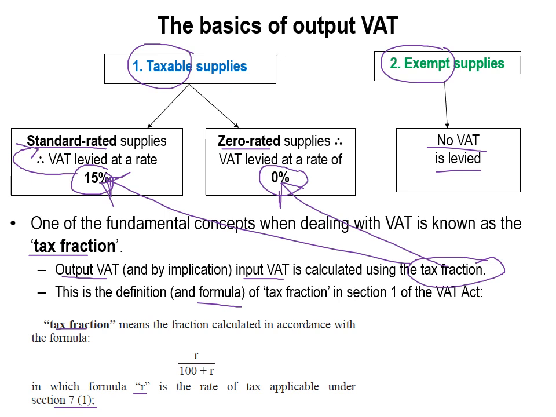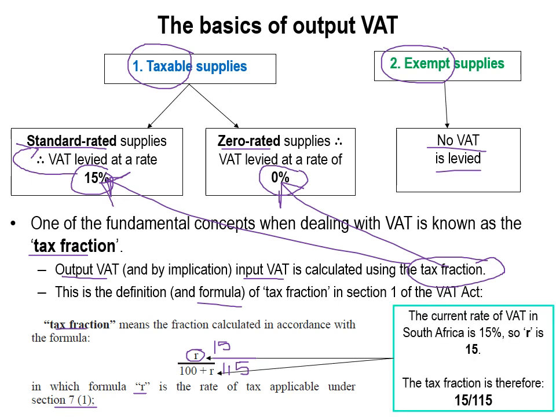Now for standard rated supplies, R is going to be 15, which means the tax fraction for standard rated supplies is going to be 15 over 115. Of course, if it is a zero rated supply, R will be 0 and our tax fraction will be 0 over 100. All right, so for standard rated, our tax fraction is 15 over 115, and that's the one that we'll be using a lot when we talk about tax fractions.